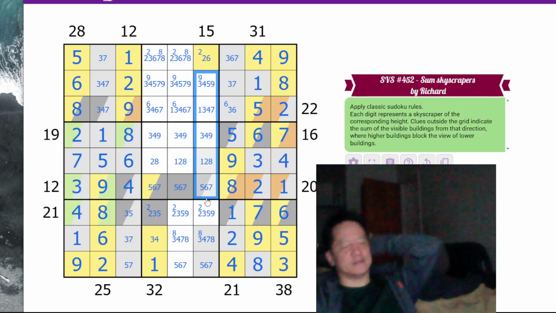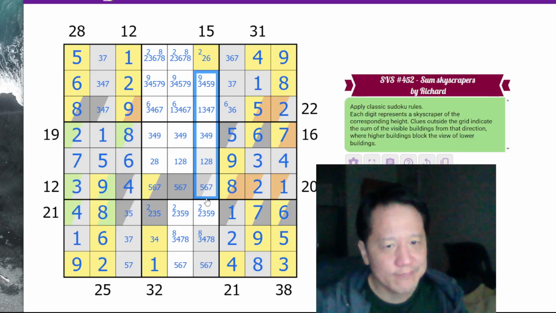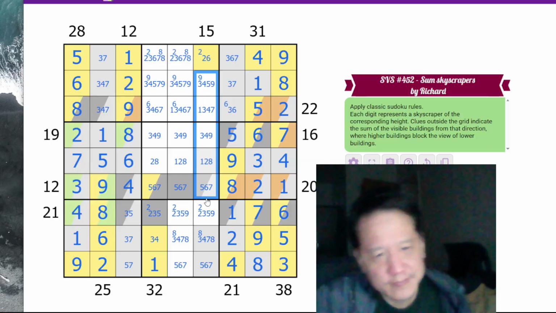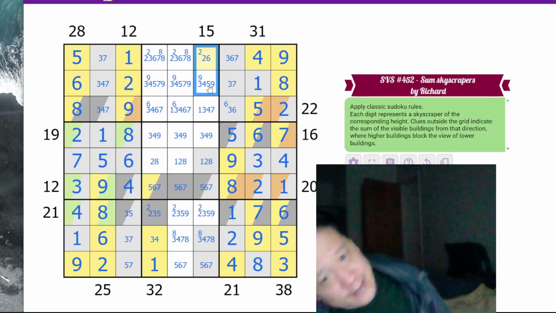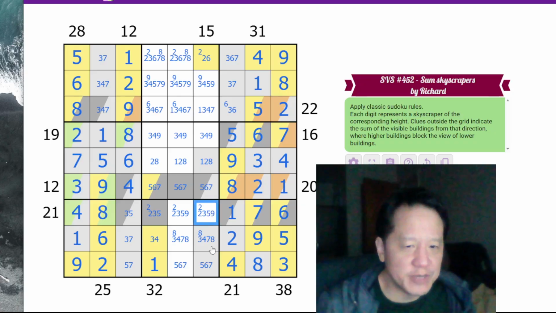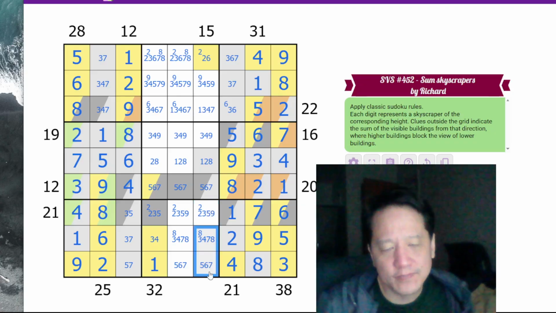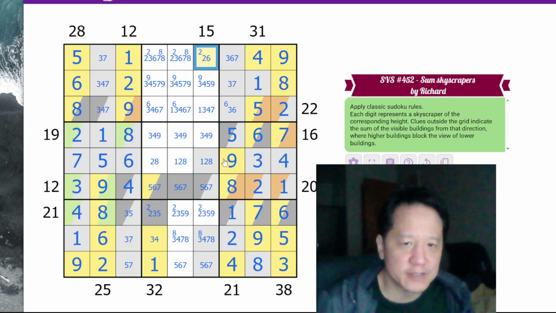Okay, so... Or this could be 6, 9. Never mind. That logic doesn't work. Because if this could be 9, 8, 7 here. This could be 6 with 1 through 5 here. And that would actually still work. Because 6 and 9 are the only ones seen.